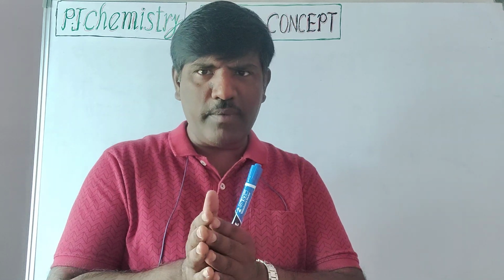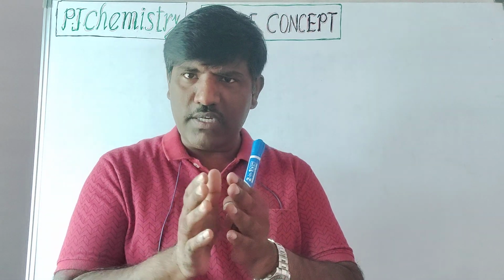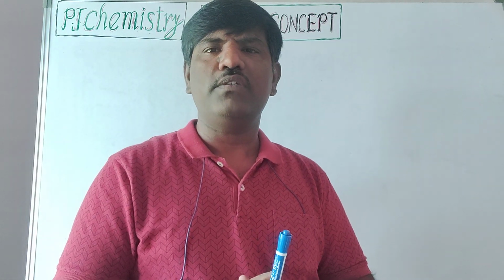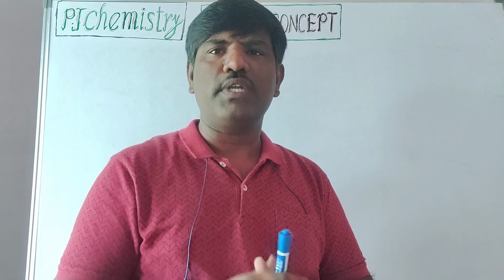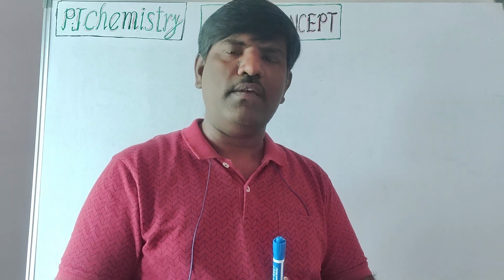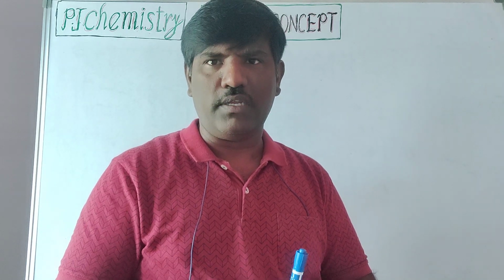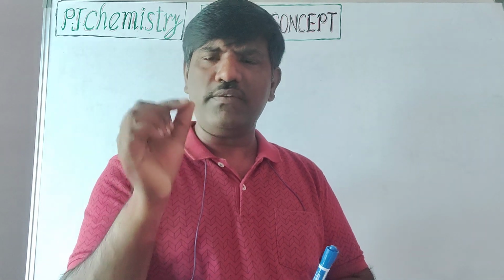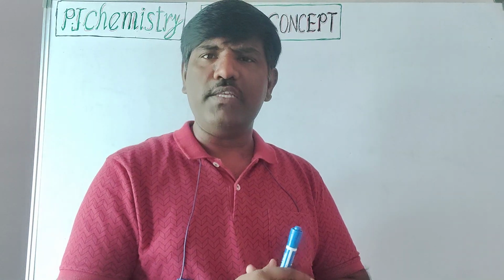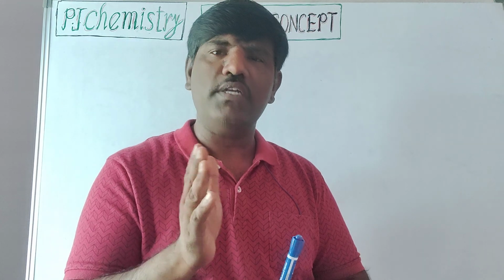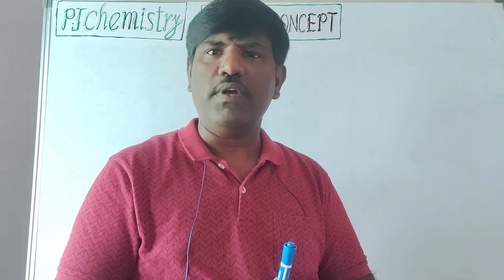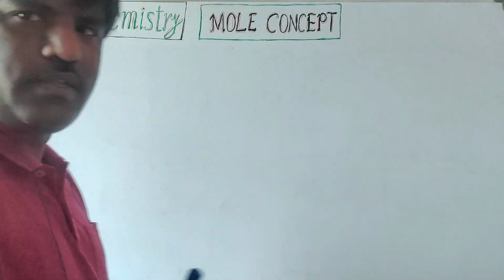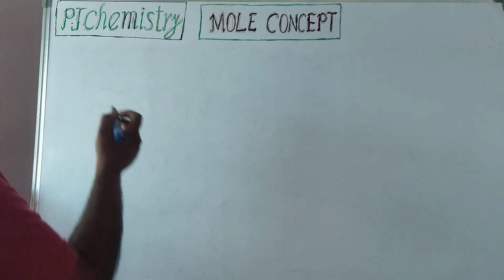If you come to the gram atomic mass, mentioning gram means that one mole value. 1 mole is equal to 6.023 into 10 to the power of 23 particles. So when we mention gram, it means that it contains 6.022 into 10 to the power of 23 particles. Like that, the information is given.